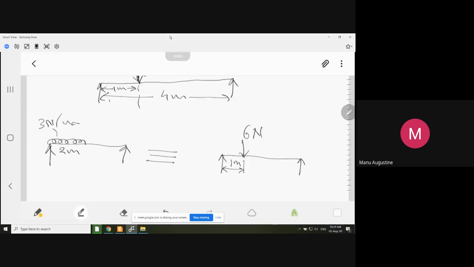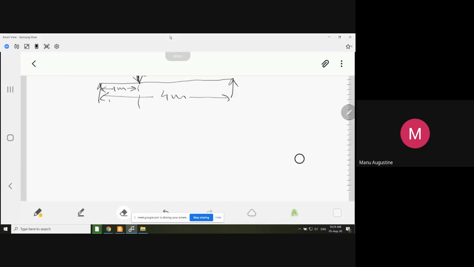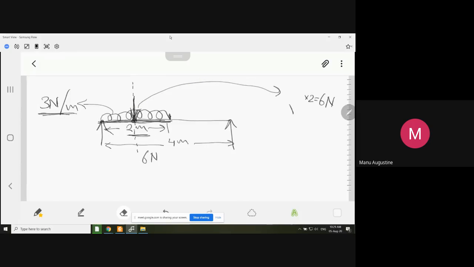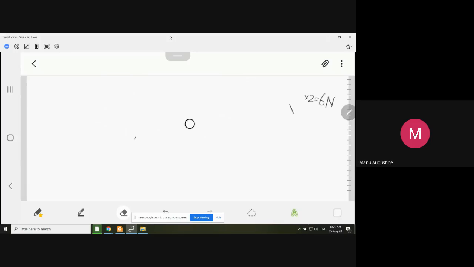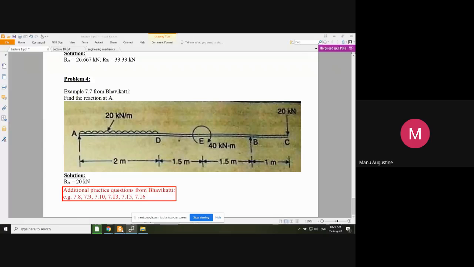Okay. Now we are ready to move on to solving problems of virtual work for simply supported beams. If this concept was already understood by you in the strength of materials classes, then we would have directly moved on. But since you did not know this concept yet, we had to waste half an hour today to introduce you to the concept of simply supported beam. Now, this is example 7.7 from Bhavikatti.